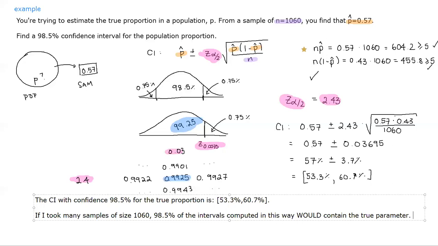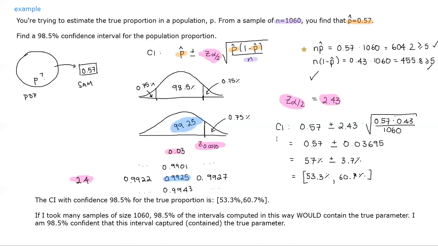Now, that doesn't mean that our particular confidence interval contains the true parameter. It just means that I am 98.5% confident that it will contain the true parameter. This means that I am 98.5% confident that this interval captured or contained the true parameter. But of course, the big lesson over here is that we never know if it actually does contain the true parameter.